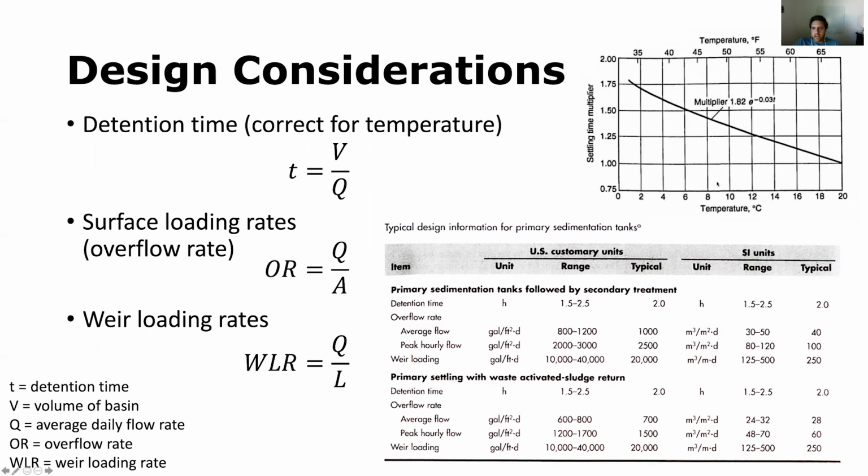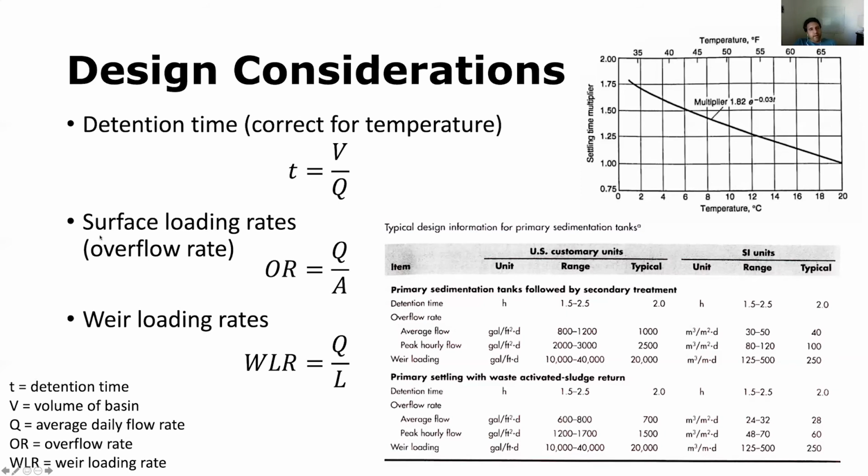So let's say that our temperature is 4 degrees or 6 degrees Celsius. We would look at this graph here and use a multiplier that's approximately equal to 1.5. So instead of 2 hours, maybe we want to use 2 times 1.5, which is 3 hours, right? Because it's a little bit less efficient at colder temperatures. If we're operating at 20 degrees, we can use the recommended detention time.